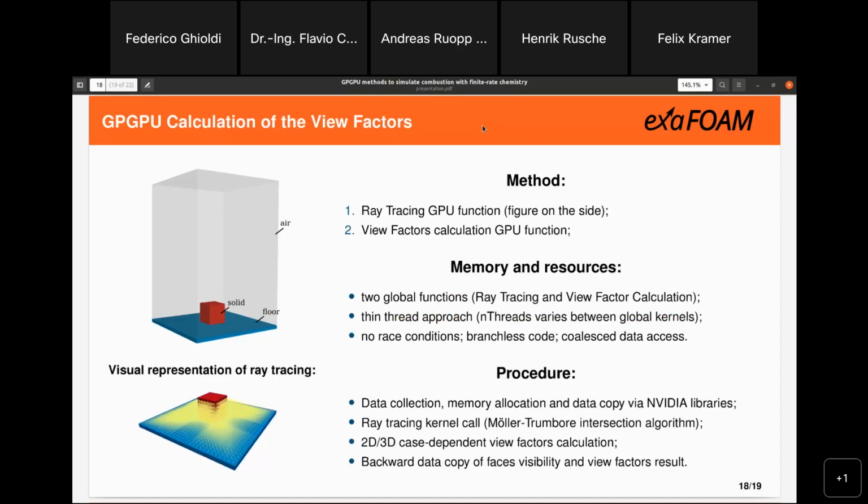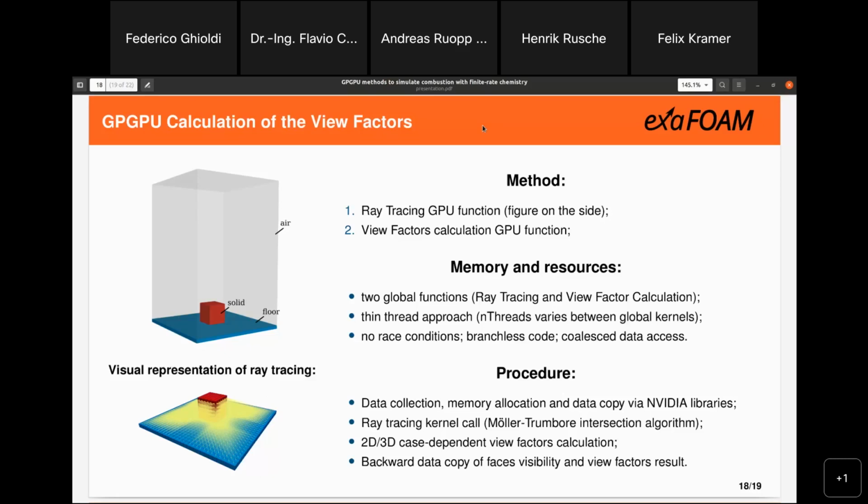So what we did was to implement two global functions. One produces the calculation of the ray tracing on GPU. The other one actually computes the view factors. And this is extremely important, because whenever you're dealing with heat exchange, in some industrial cases, we have experience of the presence of thermal radiation. In most industrial test cases, you have a pre-processing that is, in some cases, extremely long to be performed. So we wanted to accelerate that as well.